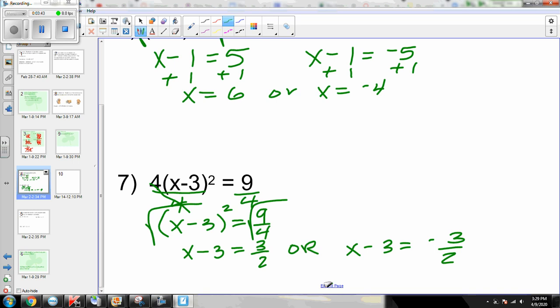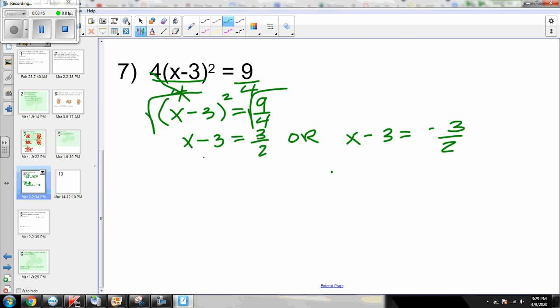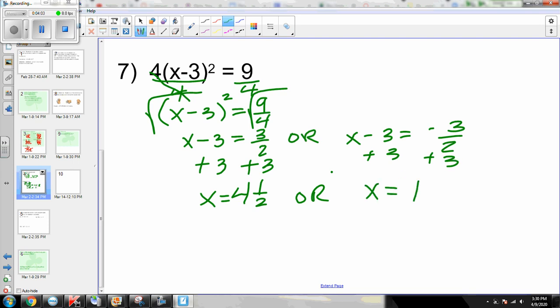Then I can add 3 to both sides to solve both equations for x. This would be 1.5 plus 3, which would give me 4.5. Here I would add 3 to both sides. This is like negative 1.5 plus 3. That would give me a positive 1.5. So my two solutions are x equals 4.5 and 1.5.